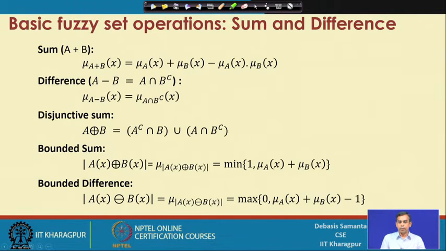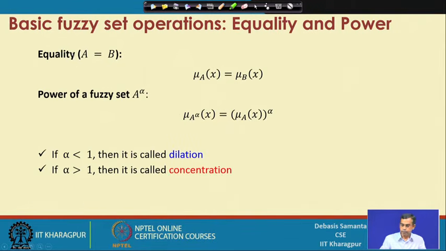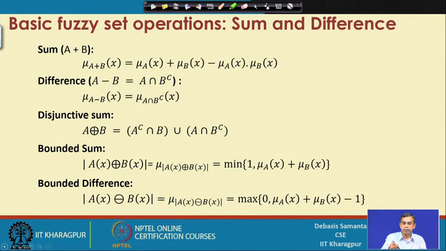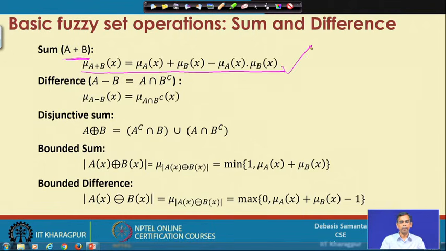Now, there are a few more operations; one by one, let us discuss them. The first operation is the sum of the two fuzzy sets A and B. It is denoted by A plus B, and its new membership function is denoted by this expression. It is easy to evaluate. If we know mu A(x) for the fuzzy set A and mu B(x) for the fuzzy set B, then mu A plus B for the fuzzy set A plus B is obtained using this formula.